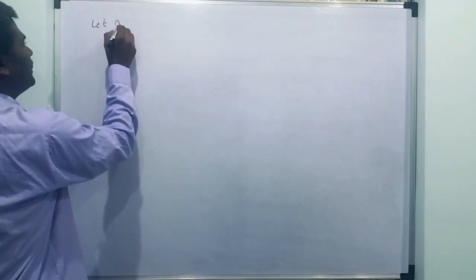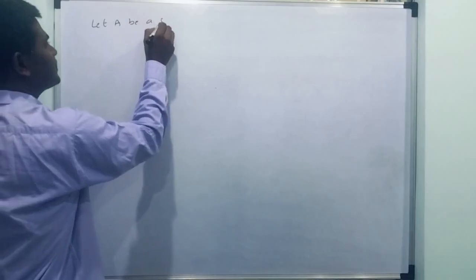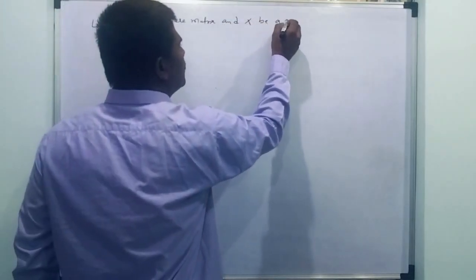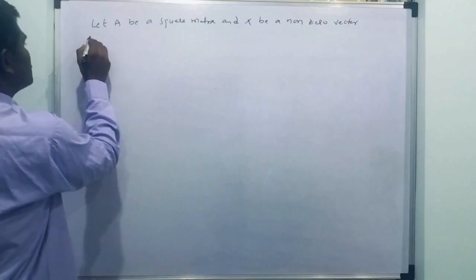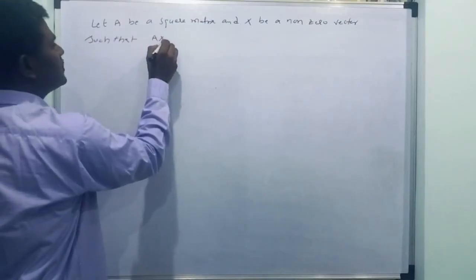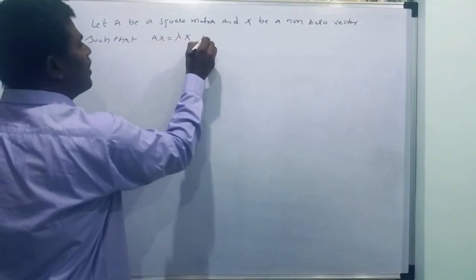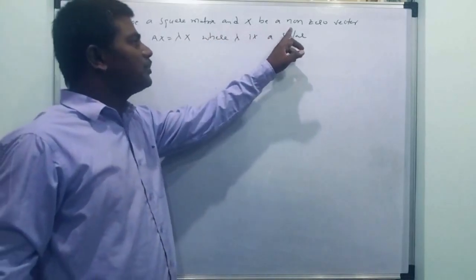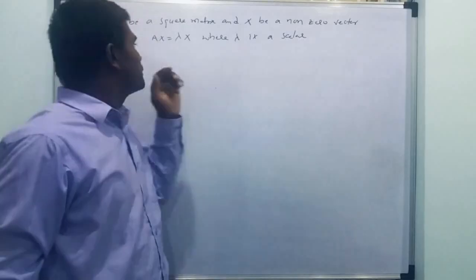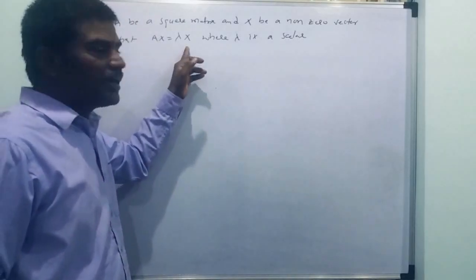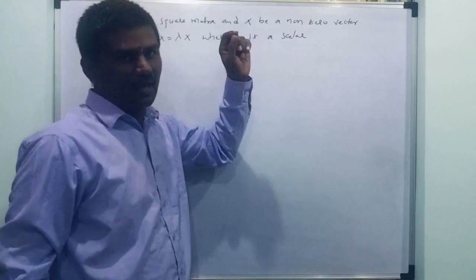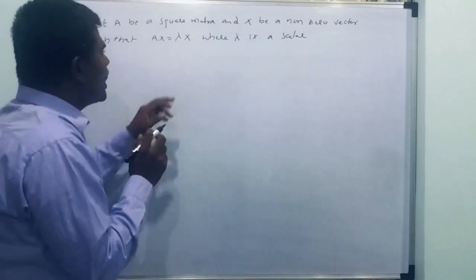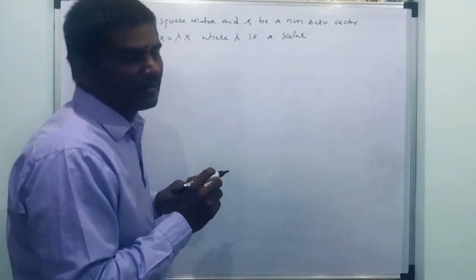Let capital A be a square matrix and capital X be a non-zero vector such that Ax is equal to lambda x, where lambda is a scalar. Then you can say that lambda is the eigenvalue and x is the eigenvector.